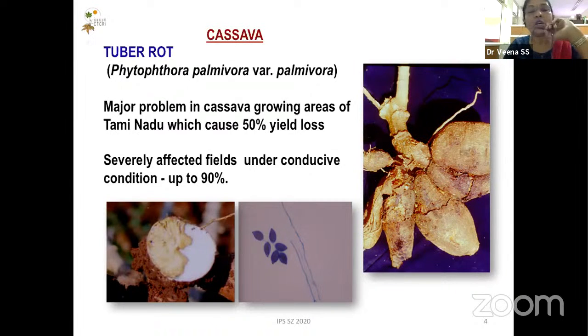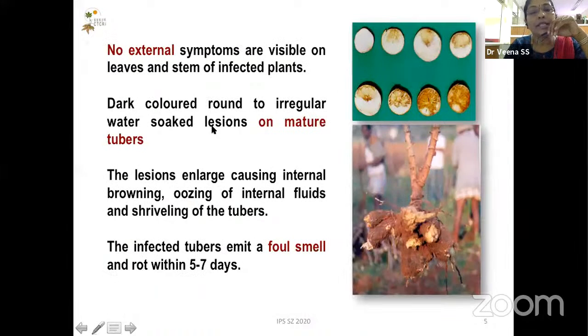Coming to cassava, tuber rot caused by Phytophthora palmivora is a major problem in cassava growing areas of Tamil Nadu, which causes 50% yield loss. In severely affected fields under conducive conditions for Phytophthora, the crop loss can go up to 90%. In this case, no external symptoms will be visible on leaves and stem of the infected plant. So the farmer will not be able to identify the diseased plant.